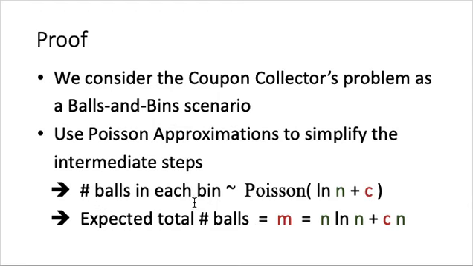So the number of balls in each bin this time will be a Poisson random variable with the average number of balls in each bin, which is log n plus c. And the expected total number of balls, which we call m here, is equal to n log n plus cn.